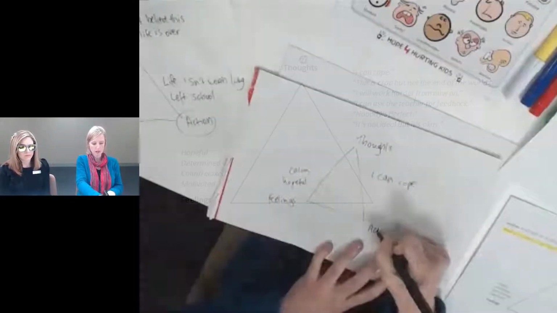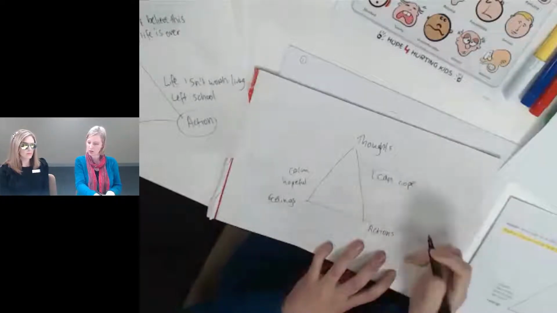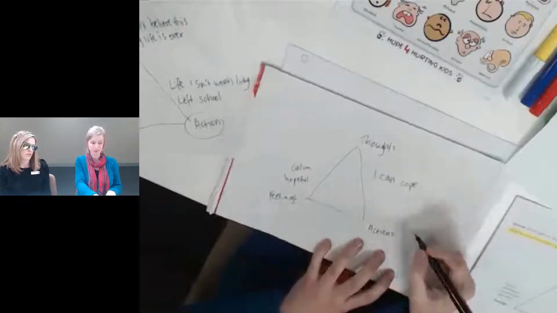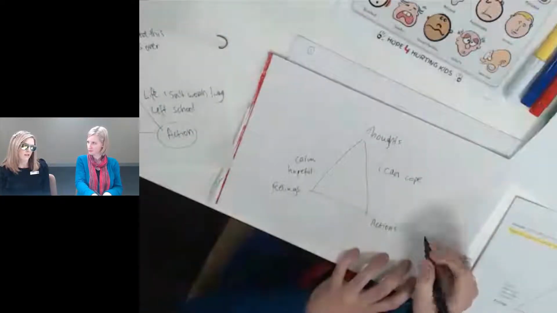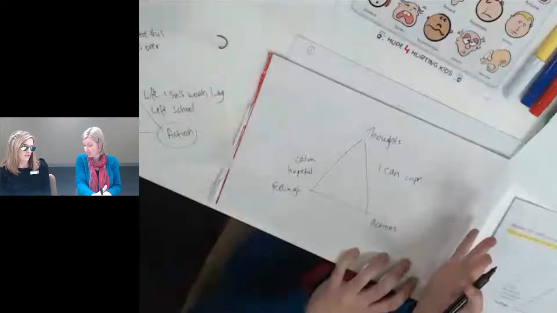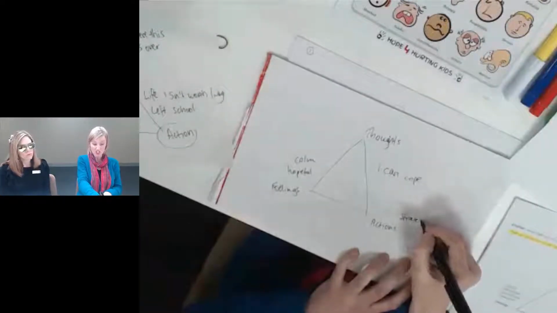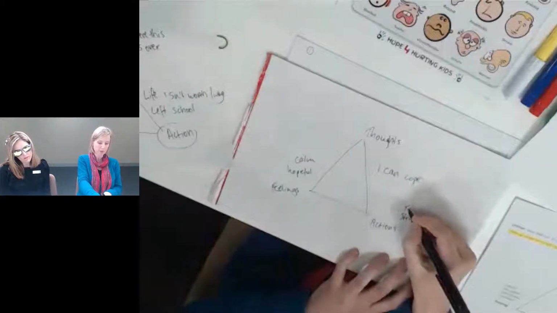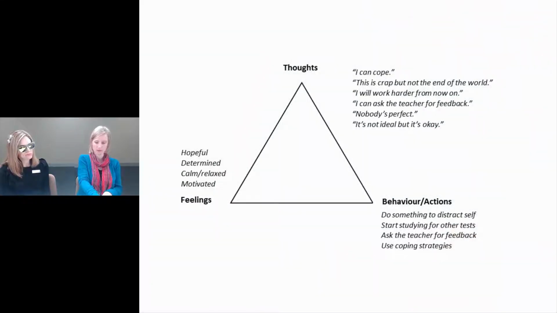And if you were feeling these things and thinking these things, how do you think you might have acted differently as a result? Not said stuff. So maybe you could have done something to distract yourself or asked the teacher for feedback, use other strategies. Okay. All right.